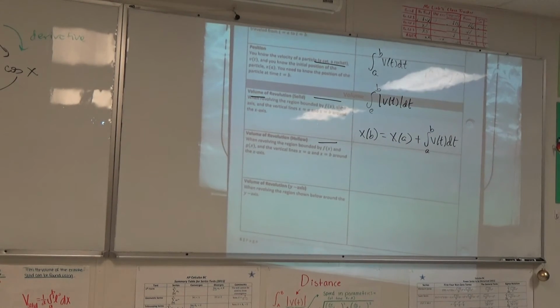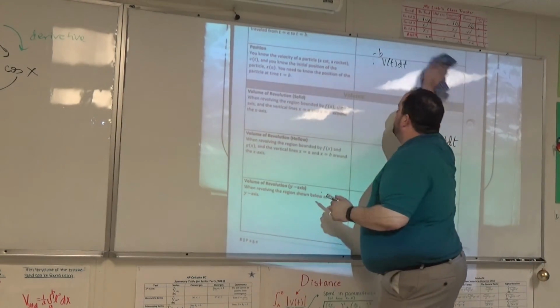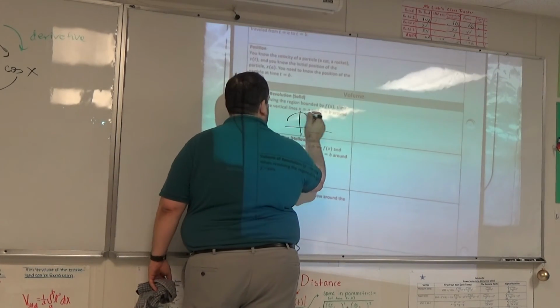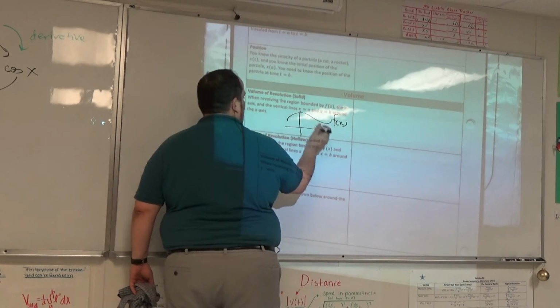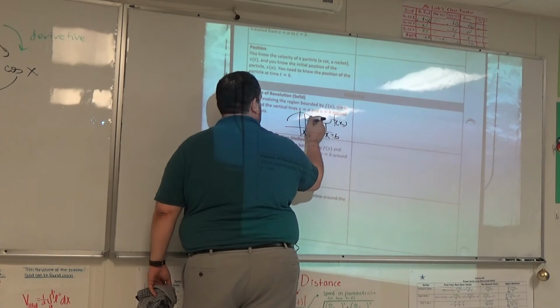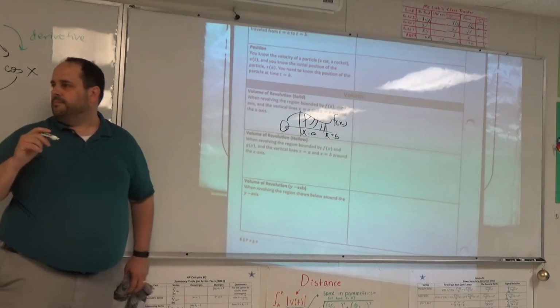Volume. We just did volume. So I've got some function f of x. Here's f of x. Don't know what it is. Don't even care what it looks like. Here's x equals a. Here's x equals b. Spinning around that x-axis, what's the volume?